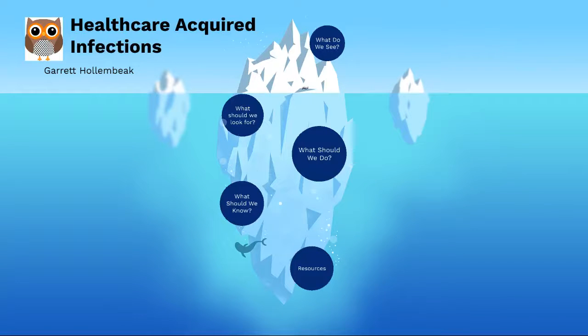Okay, so now we understand what is above the surface when it comes to healthcare acquired infections. Now we can learn about everything going on below the surface. So the first question we need to ask is, what should we look for?